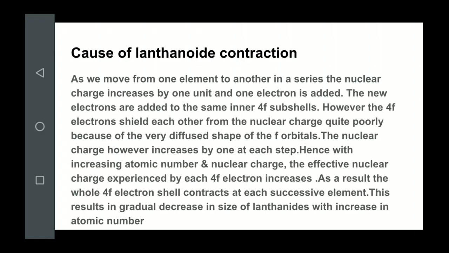We should remember that f orbitals have a diffuse shape, because of which the electrons present in the f orbital will not shield each other from the effect of nuclear charge or from the effect of the outer environment, because of the poor diffuse shape of the f orbital. The nuclear charge, however, increases by 1 at each step.